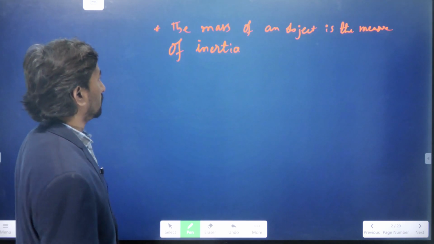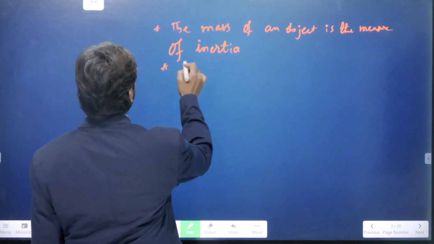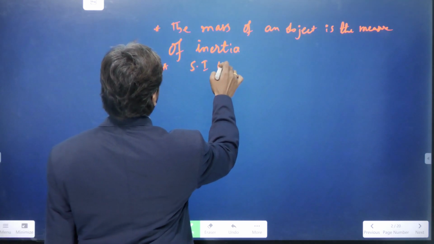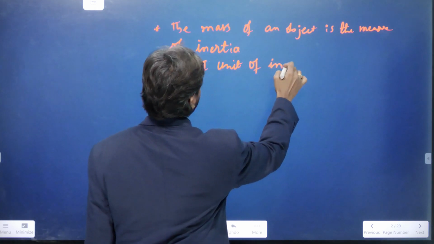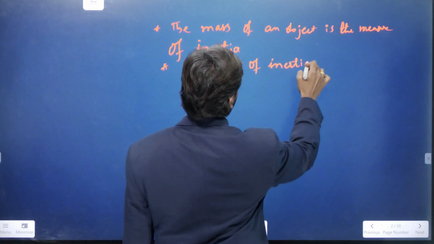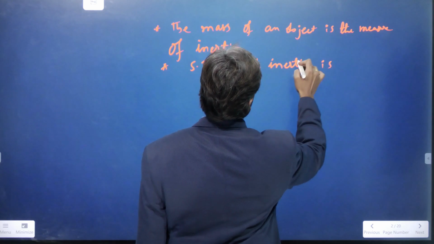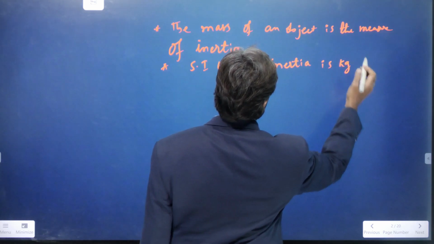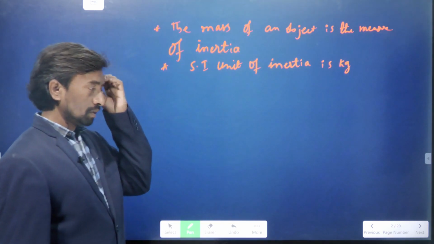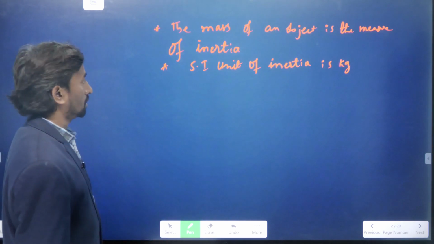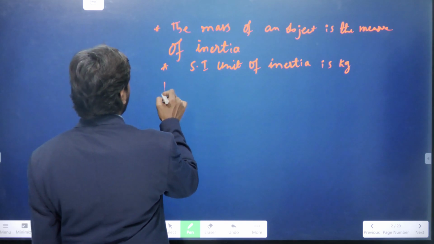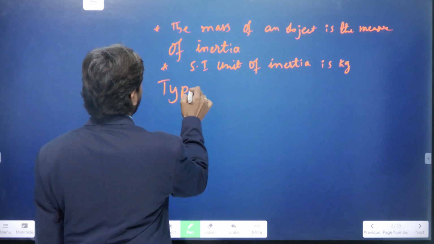Then the SI unit of inertia, here we can write, is kg, because it is measured by the mass there. Okay, SI unit of inertia is kg. Then there are different types of inertia there. Types of inertia.